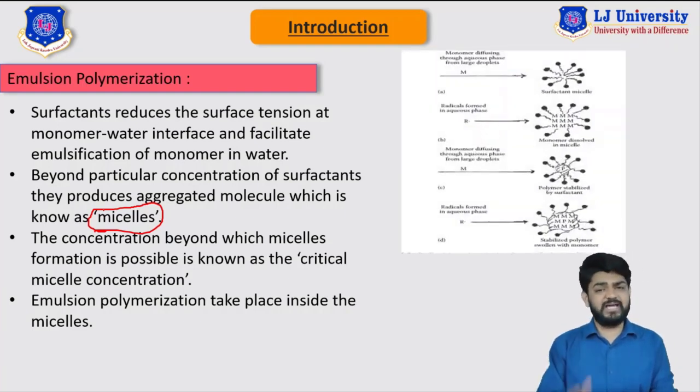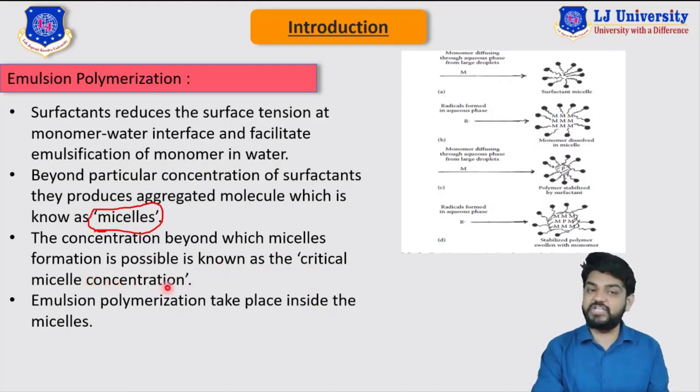Now you can see this thing with the image as well. The concentration beyond which micelle formation is possible is known as the critical micelle concentration. So this is the definition which can be asked for 1 mark, right? What is the critical micelle concentration? We can say that it is the concentration of the surfactants beyond which micelle formation is possible.